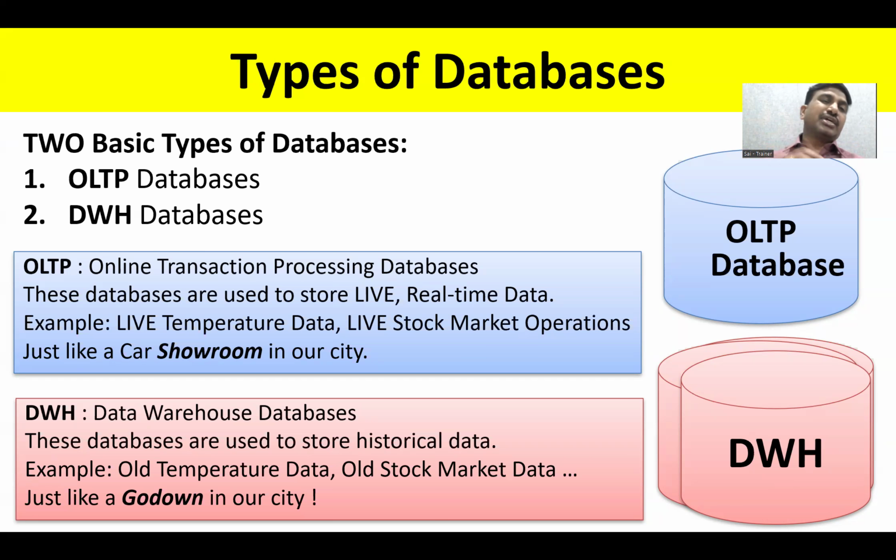OLTP and data warehouse. Assume a live cricket match. The live data is there, right? That is OLTP. Live temperature data, live stock market operations. Just like a car showroom in our city, that is OLTP. Data warehouse is a godown. Old historical data, inactive data. It may also store summary data we call aggregation data, mainly for faster analytics, easy decision making, and for any kind of reporting activities and big data business analytics.